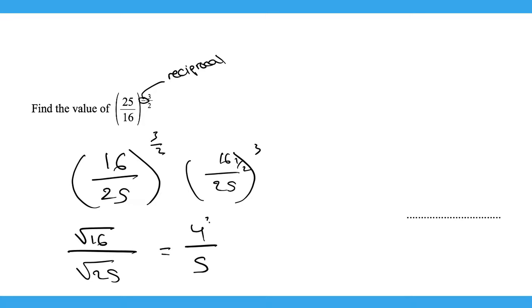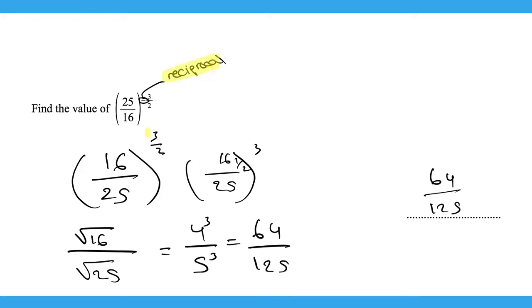Okay, now we're going to cube both sides. 4 cubed is going to give us 64, and 5 cubed is going to give us 125, and that's our final answer, 64/125.